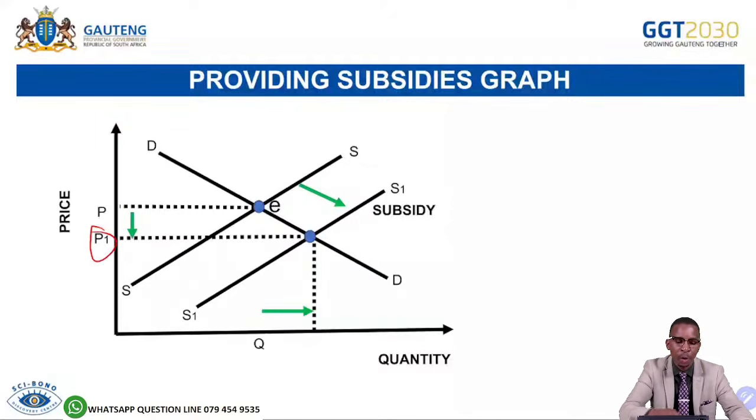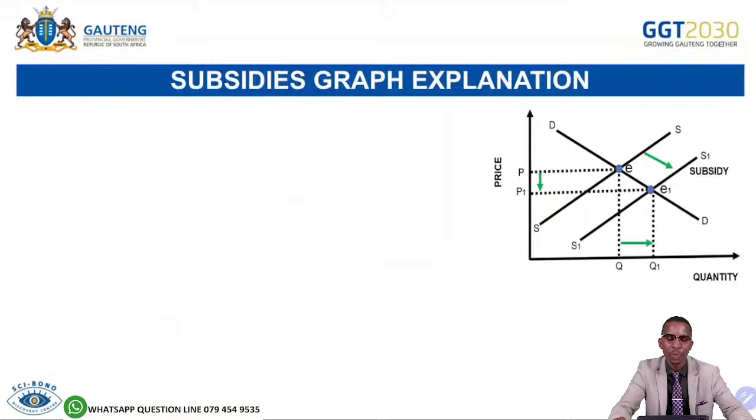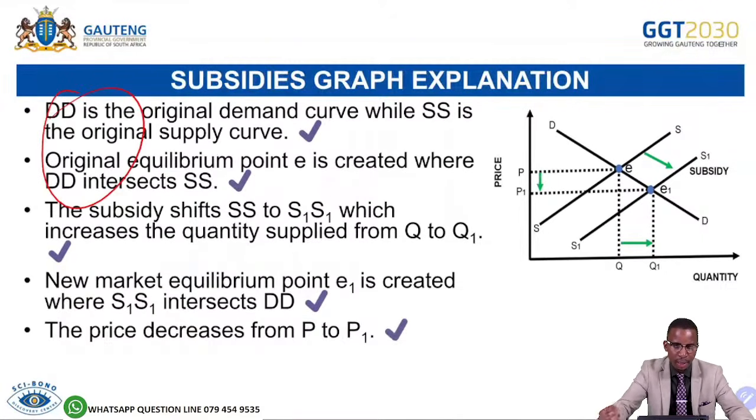You can see the price has been already lowered. Then the quantity supplied will also be increasing from Q to Q1. You can see it's increasing from Q to Q1 because of the subsidy. This allows consumers to afford more of this particular product while firms are producing at the lower cost. Original points are neglected right now, and wherever there's S1, we have a new equilibrium, and then we have P1 as well as Q1.